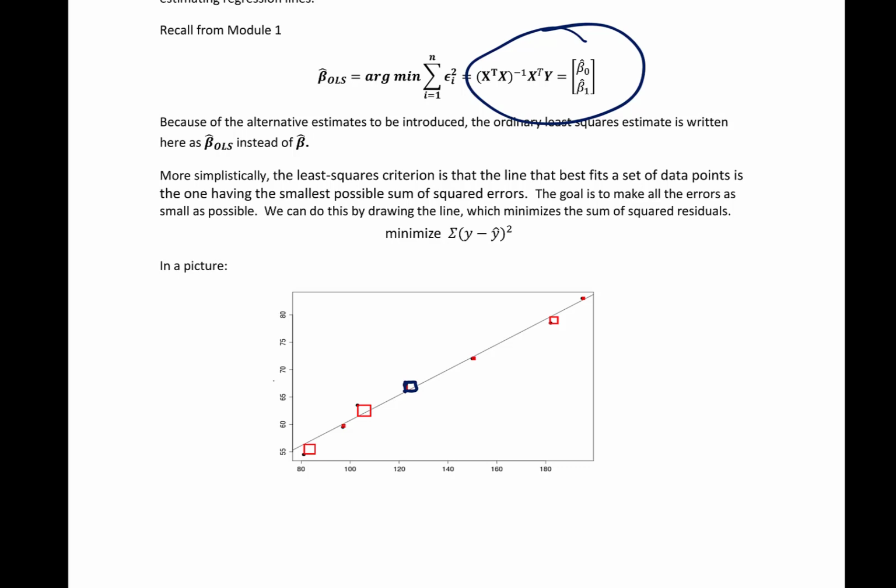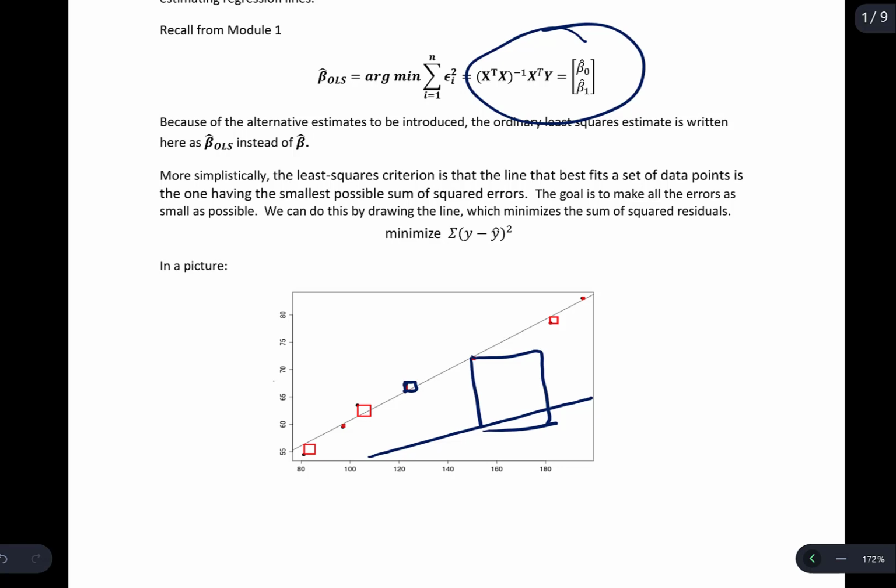You can imagine there's an infinite number of lines that I could draw on this scatter plot. For example, a line that wouldn't fit this data at all could be a line that goes like this. If we were going to look at the squared errors for this line, they would all be huge. I'm not doing a very good job of drawing these, but you get the idea. So that's what ordinary least squares does.